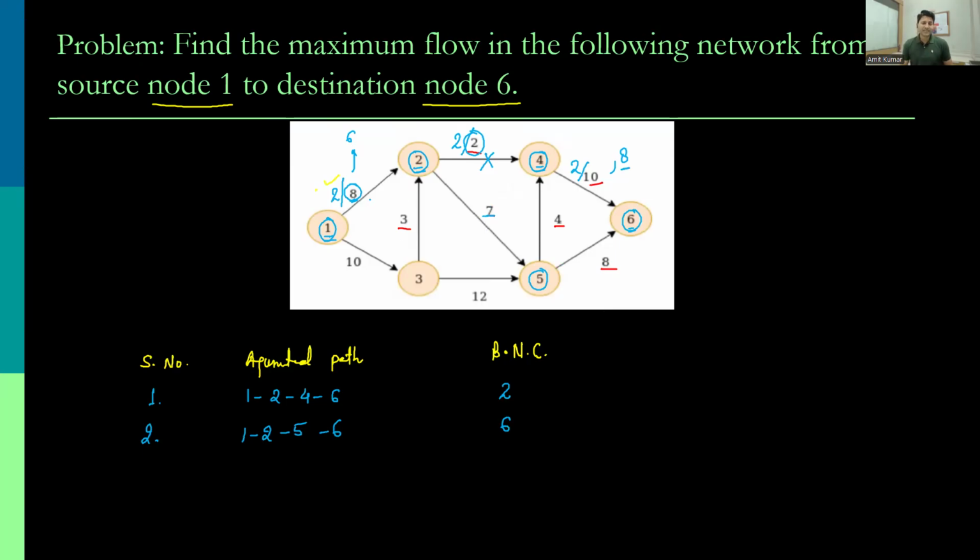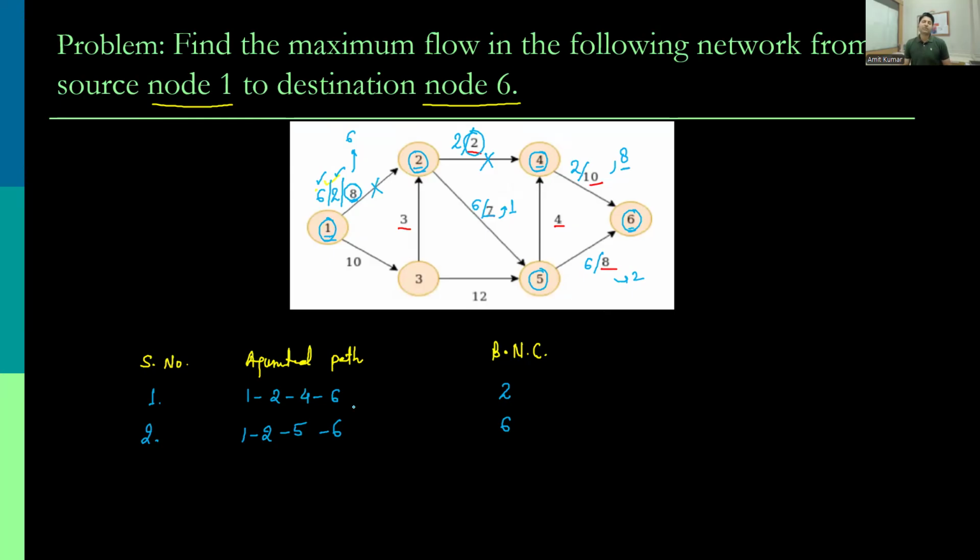Now adjust the graph once again. Now 6 is also used from this edge. This has a total of 8. In the first augmented path we used 2 units, and in the second augmented path we used 6 units. So this is completely used. Now 1 to 2 will never be used further. For 2 to 5, it is 7, and 6 is used. So how much is left? 1 is the residual capacity for this. For 5 to 6, it is 8, and out of 8, 6 is used.